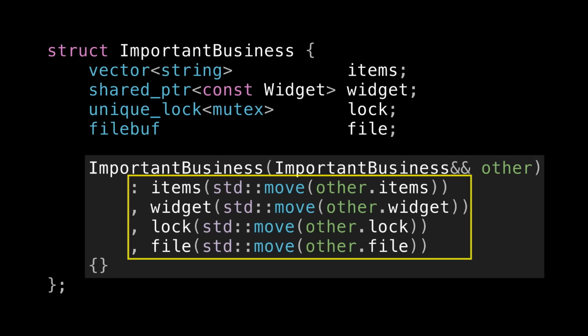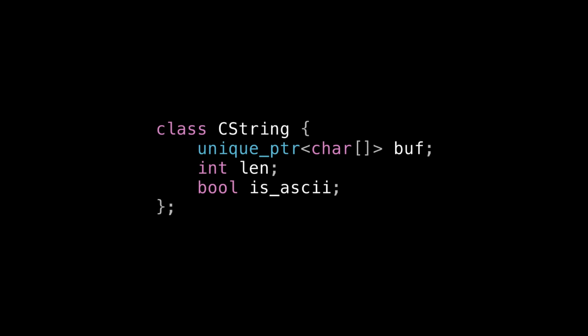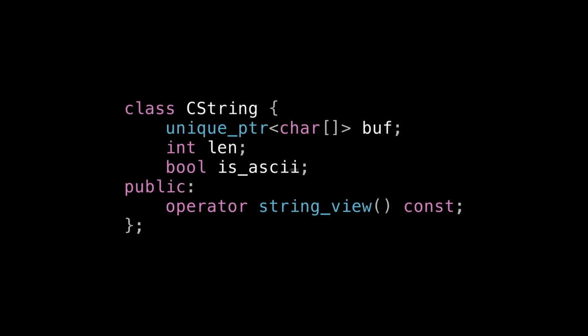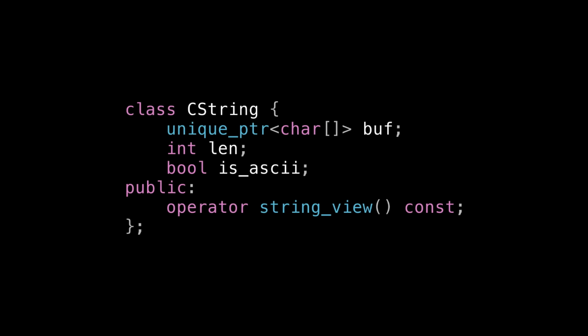But just because all of our members are themselves in a valid state according to what type they are, that does not mean that our class is in a valid state. Let's look at a concrete example of that. Here's CString, which is an example I've also used in previous videos. It owns a null terminated character buffer and keeps track of the length and whether the buffer is all ASCII. Notice the invariants here. len and isASCII both need to actually tell the truth about the contents of the buffer. To make things interesting, let's add a conversion to string_view, where we initialize it with our pointer to our buffer and our length. Now, we haven't defined any move operations, so the compiler is going to generate ours.